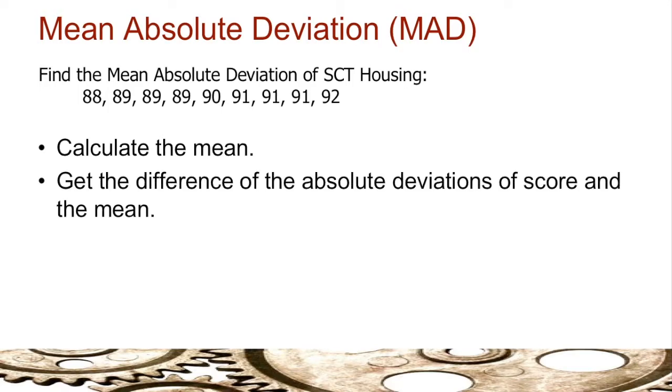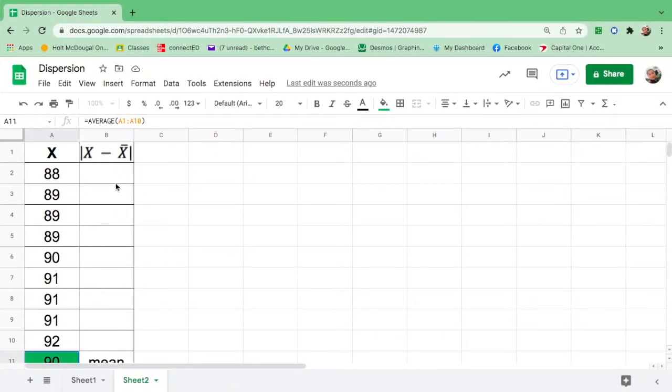Next step, get the difference of the absolute deviations of score and the mean. So the formula is we will subtract the score, which are 88, 89 up to 92, and the mean. To do that, equals, since we will get the absolute value, type absolute, and that is ABS. Click it, then subtract 88 by the mean 90. So click 88 minus, and then type your mean is 90, put 90, and enter.